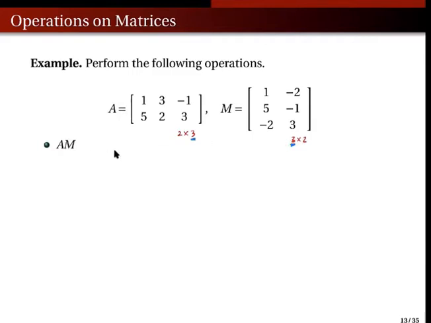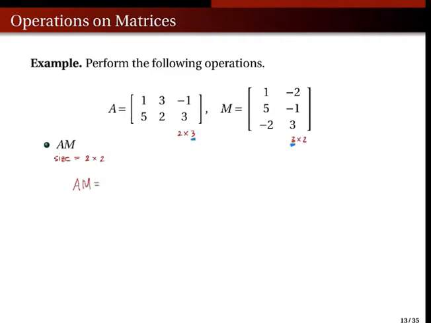So what do we expect? The size of AM is equal to 2 by 2. Okay? It's like these two numbers here will be joined together and disappear, and then you have your 2 by 2. Okay? And now let us do the actual multiplication.